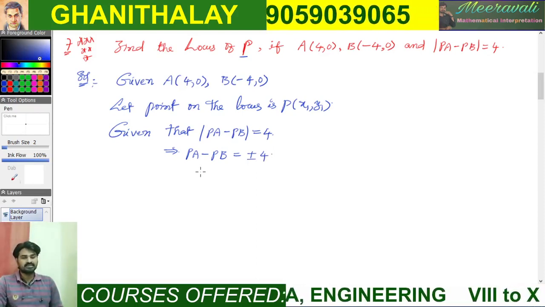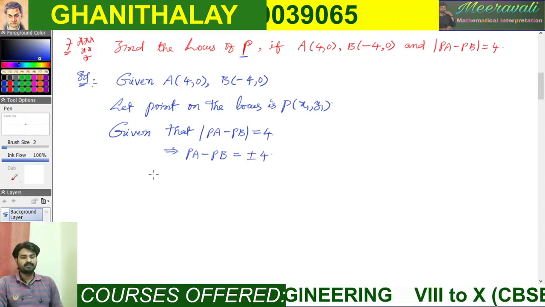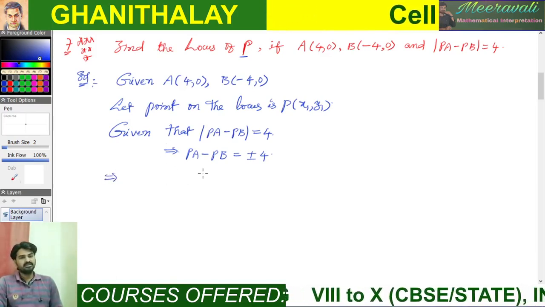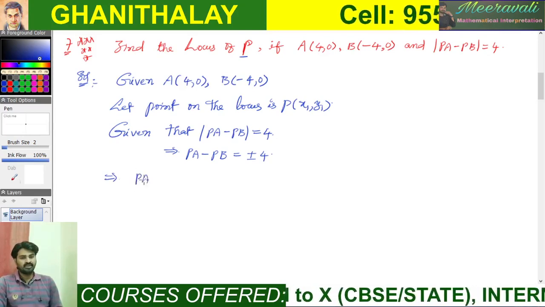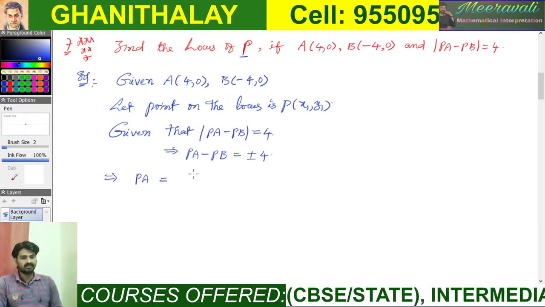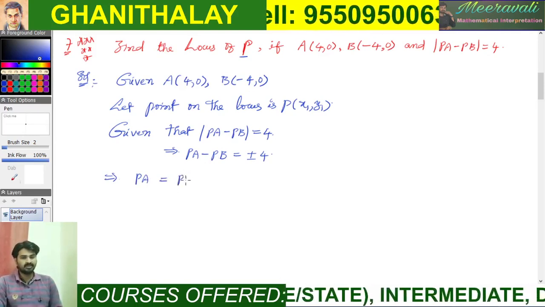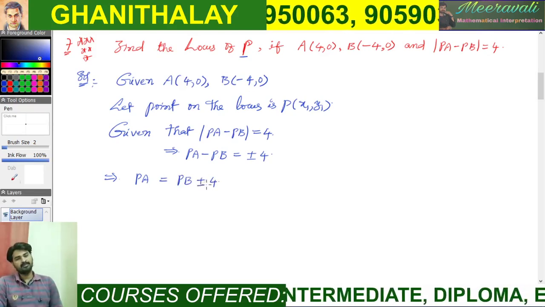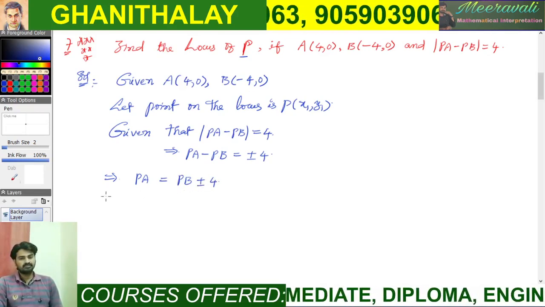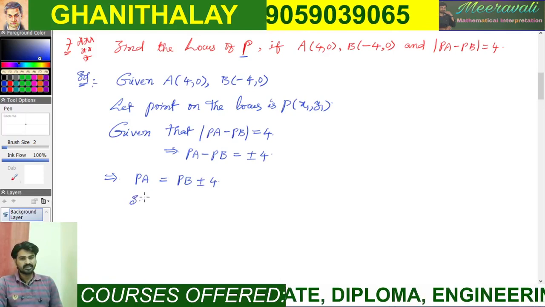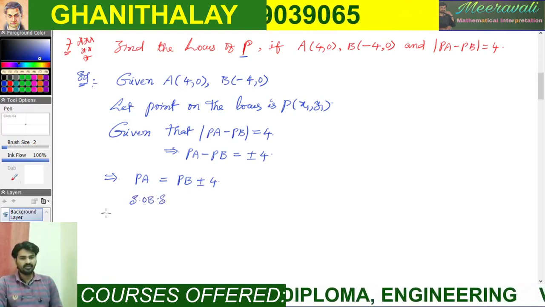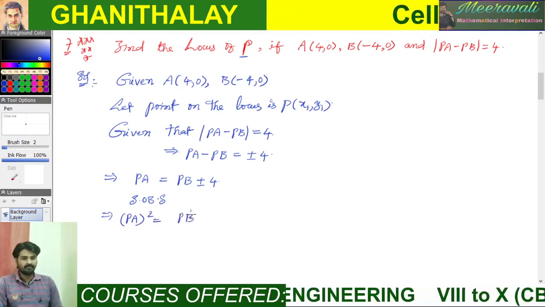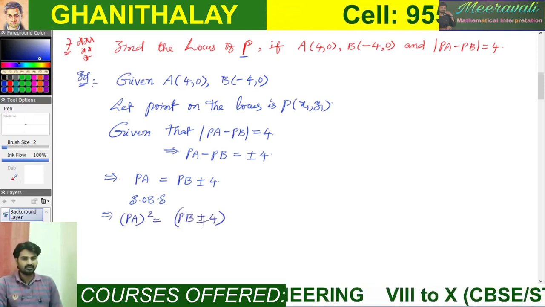But in this method, in this problem, the process will be much longer than the earlier procedure. So first of all we need to take one of the values to the right side. Now bring minus PB to the right side, you will get plus PB. On the right hand side plus or minus 4 is there. Here we are going to square both sides, now you will get PA square is equal to PB plus or minus 4 whole square.